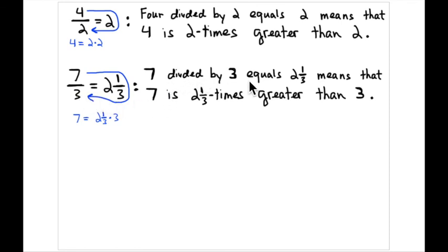So 7 divided by 3 equals 2 1/3 means that 7 is 2 1/3 times greater than 3. So that's 7, this 7 right here, is 2 1/3 times greater than 3. So it's 2 1/3 times 3. And that makes sense. 2 times 3 is 6. 1/3 of 3 is 1. 6 plus 1 is that 7 right there.